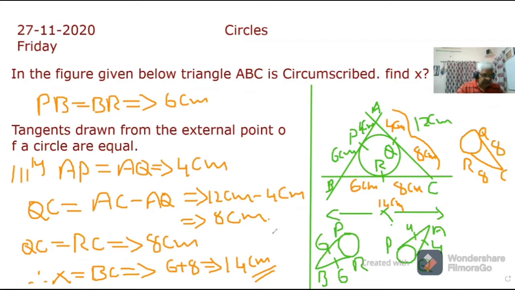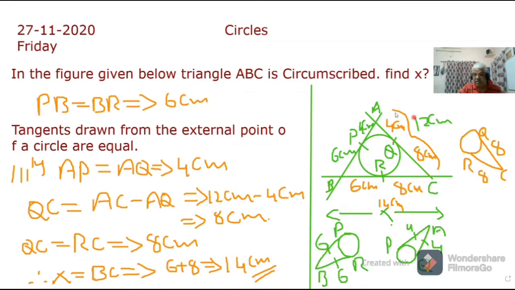Now, my dear friends, once again I explain this one. Please observe. Any doubt you get, please ask. Now, first, PB and BR I have considered as 6 centimeter because they are tangents drawn from the external point of the circle. Next, AP and AQ are equal. Again, they are tangents drawn from the external point.